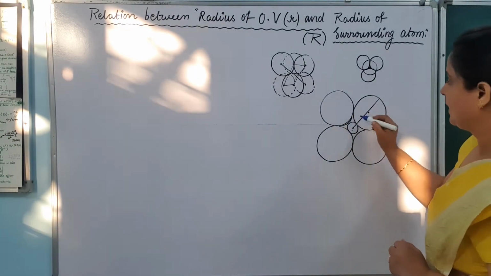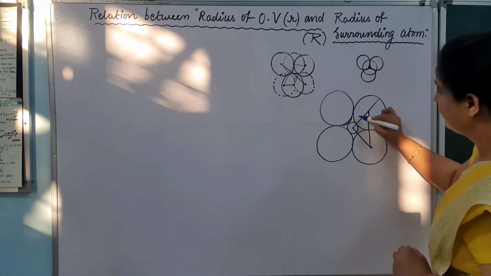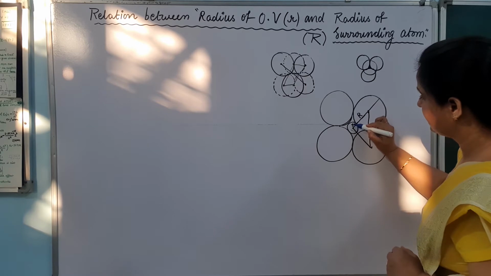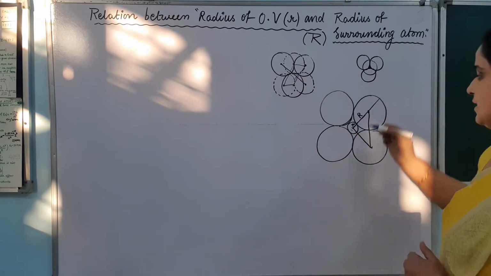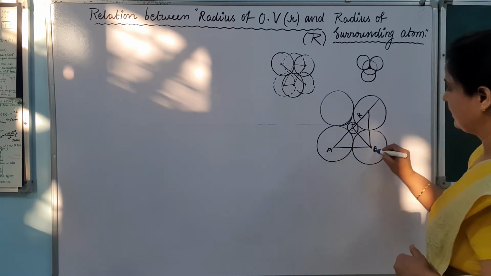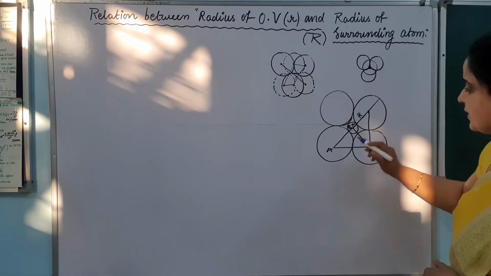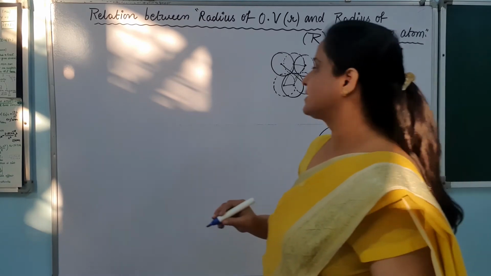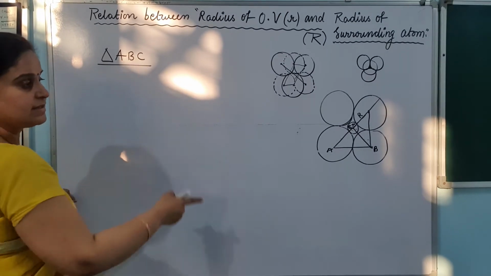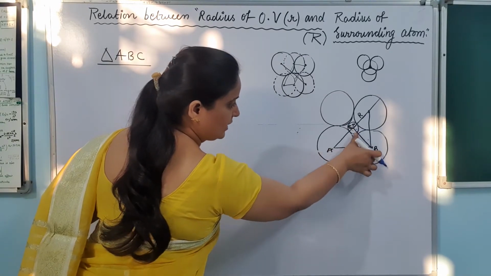So basically you are going to find the relationship between capital R, which is from this to this, and small r, which is this to this. Obviously we can see here there is a triangle A, B, and let's take this as C. So this is triangle ABC, which is a right angle triangle, and we can apply the Pythagoras theorem to it. AB square will be equal to BC square plus AC square.